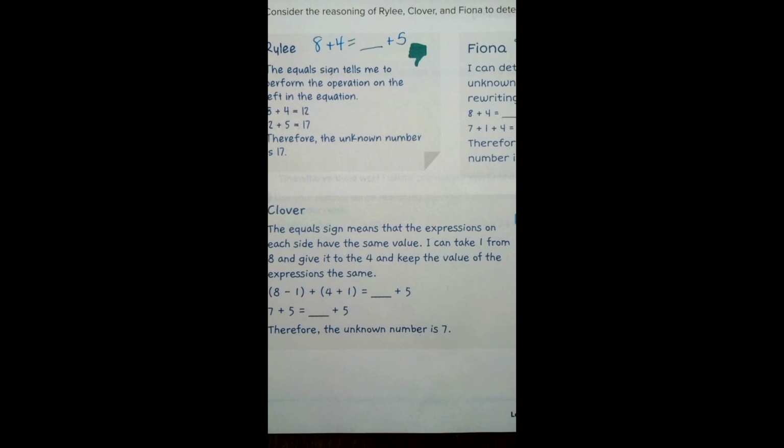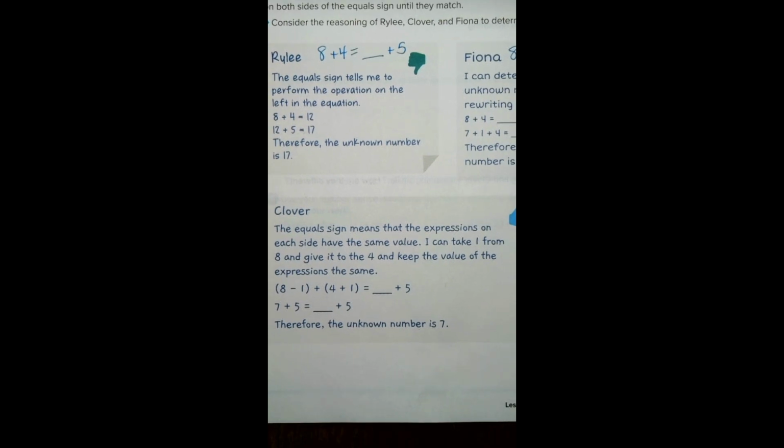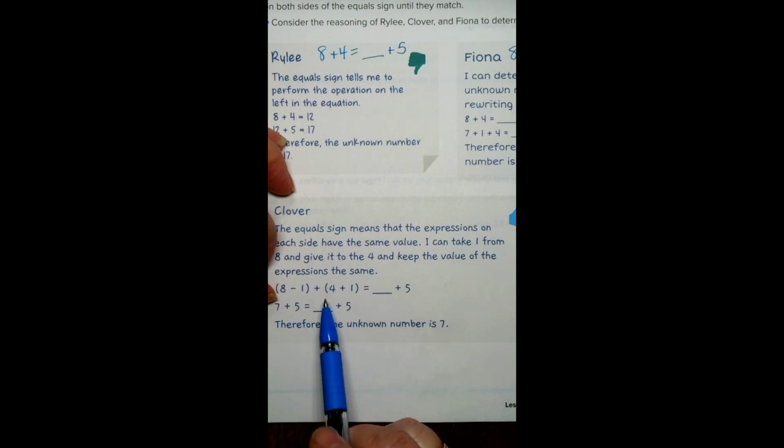Okay, and then Clover. The equal sign means that the expressions on each side have the same value. I can take 1 from 8 and give it to the 4 and keep the value of the expression the same. So if you take 1 from 8 and rewrite that as 7 and then just give that 1 over here, then that 4 plus 1 makes it a 5. So this would be 7 plus 5, and therefore this unknown number would also be 7.